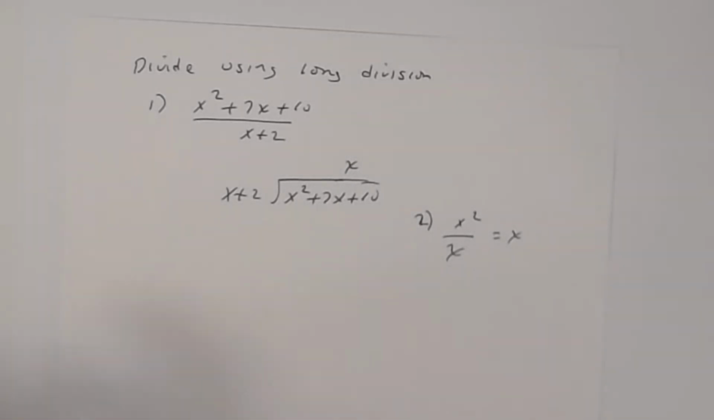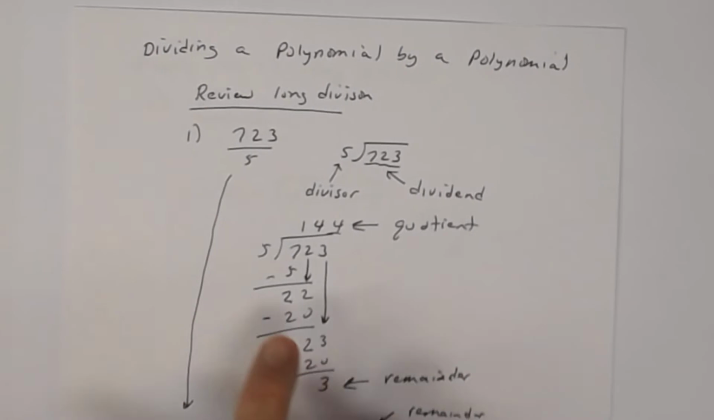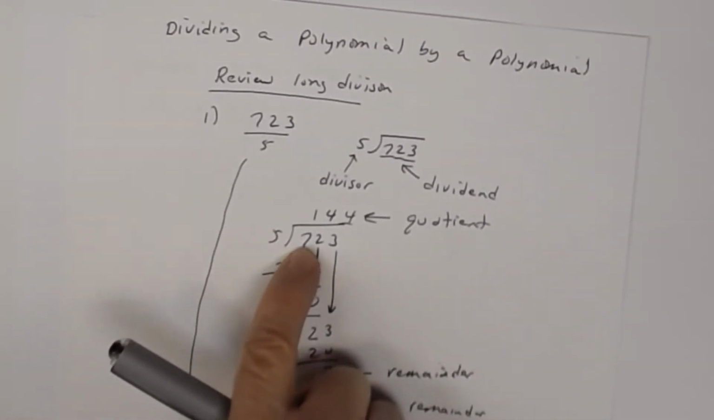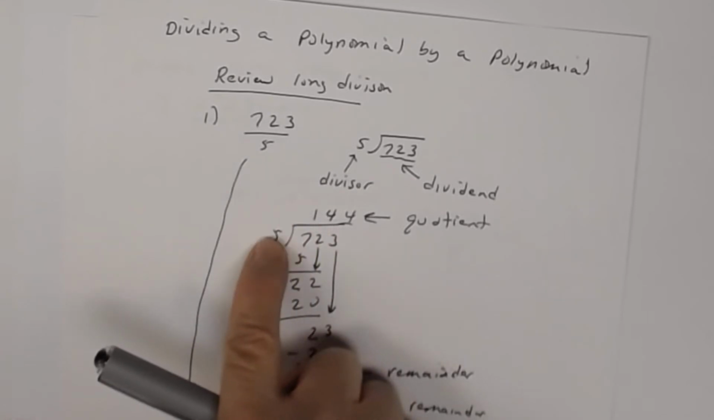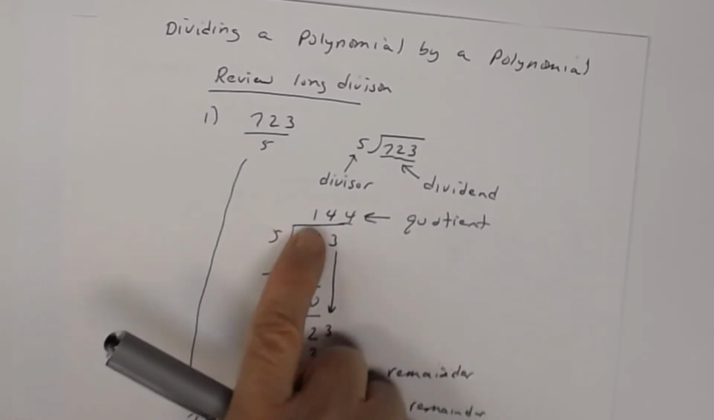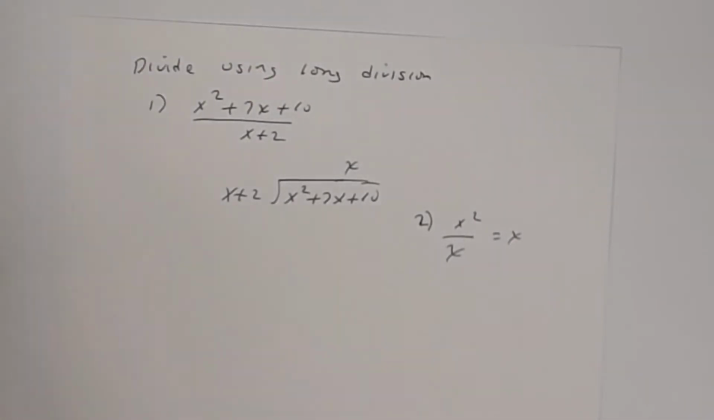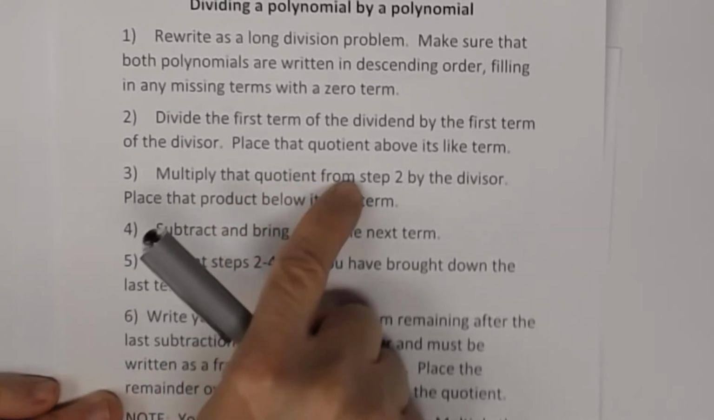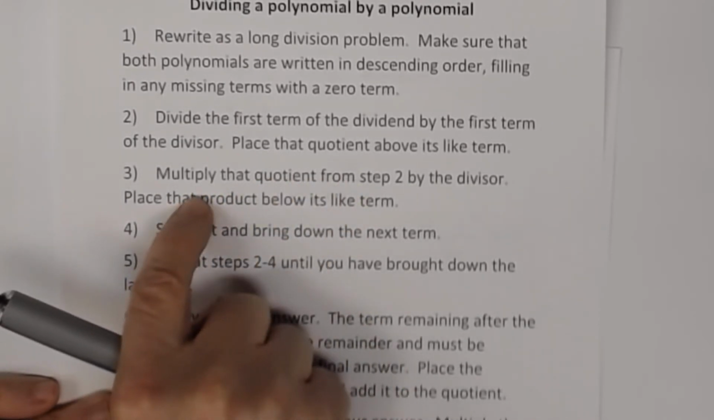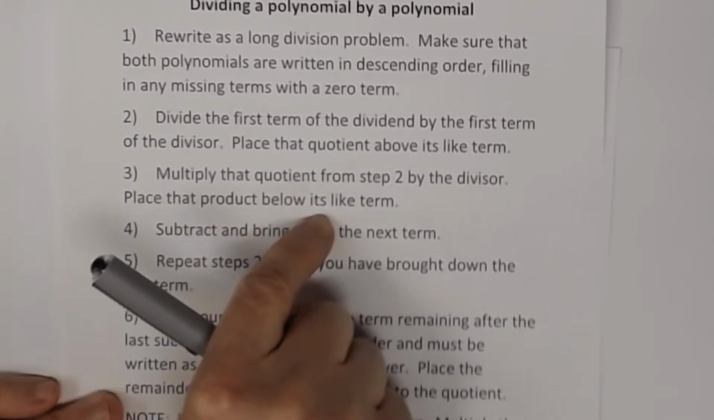All right, now, remember what we did here. I'm going to go back to right here. So when I said 5 into 7 is 1, remember the next thing we did was we took this 1, multiplied it by the divisor, right? So 1 times 5 is 5. This is what step 3 is saying now. So step 3 says multiply that quotient from step 2 by the divisor. And you're going to place the product below its like term.